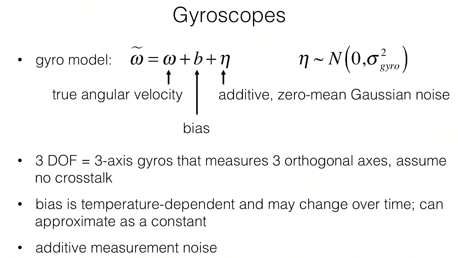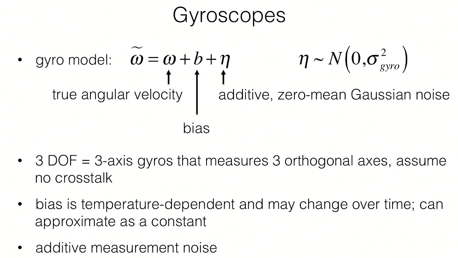The bias is actually temperature dependent. It's a factor that changes the measurements and distorts it by, you can think about it as a scalar, but it actually changes slowly over time. But we're just going to ignore that and assume that the bias is going to be a constant value that we can calibrate in a pre-processing step.